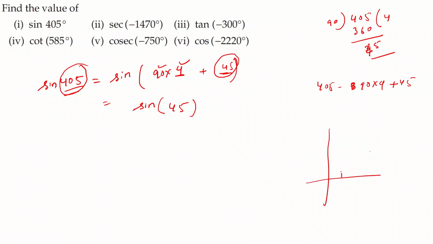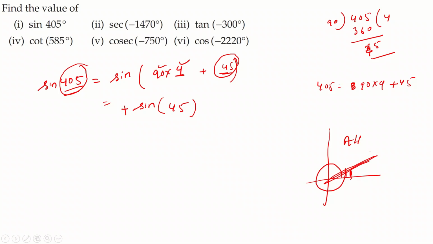So this is 90 times 1, 90 times 2, 90 times 3, 90 times 4 gives you a complete rotation, and then plus 45 somewhere over here, not the full 90 degrees. So it gives you something in the first quadrant. We know that in the first quadrant everything is positive: sine, cos, tan, everything. So this will take a positive value.